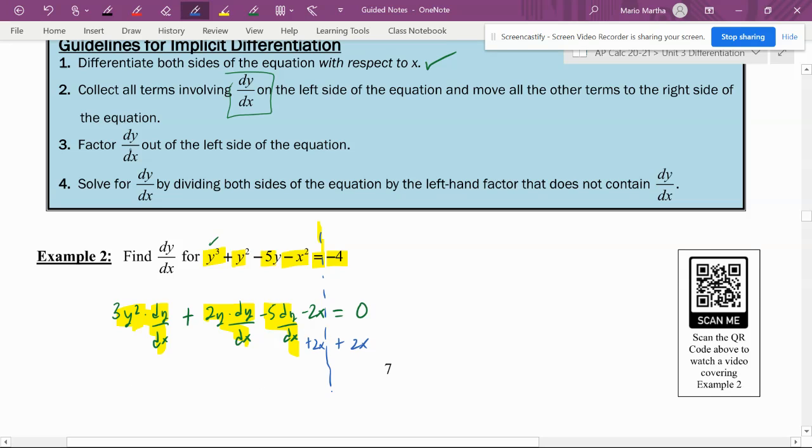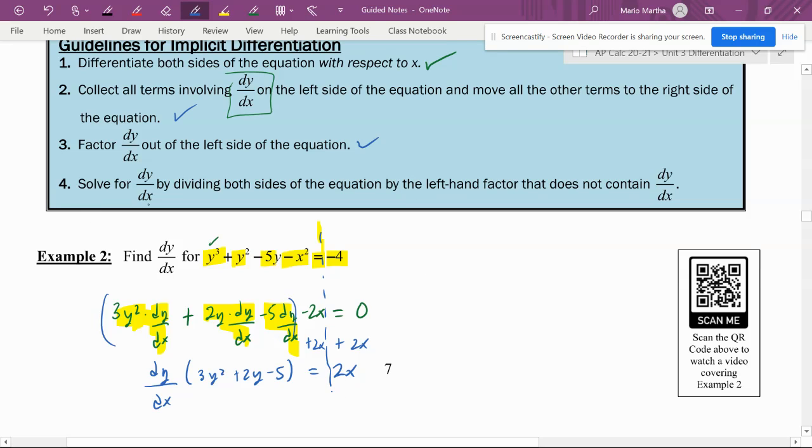So factor the dy dx. These are pretty much the only ones that are left with dy dx. So we can bring out that dy dx. And that leaves us with 3y squared plus 2y minus 5 equals positive 2x. So we're done with that as well.